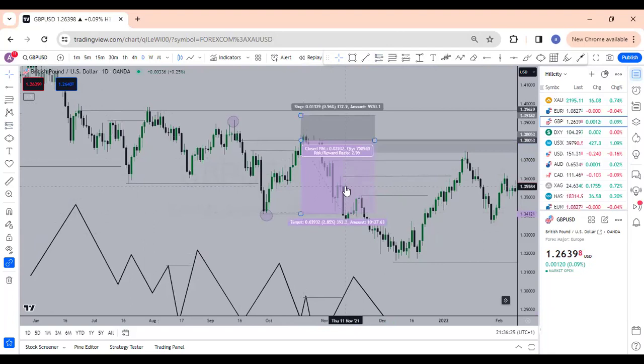So that's just the basic thing about liquidity and your POI. It depends on what you're trading, support and resistance, whatever. It's just to understand the concepts. The name does not matter.